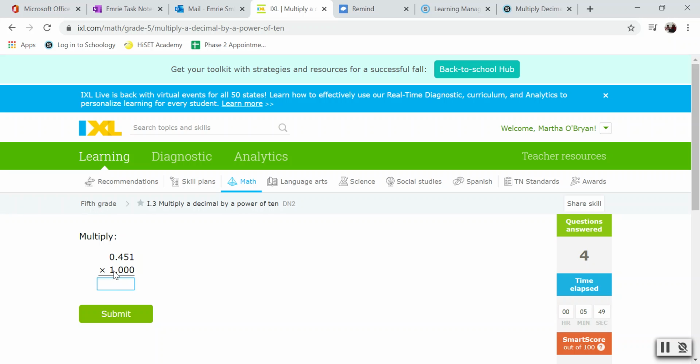How about this? Don't get scared. Just count the zeros, 1, 2, 3, and then move that number of spaces. 1, 2, 3. It's 451.